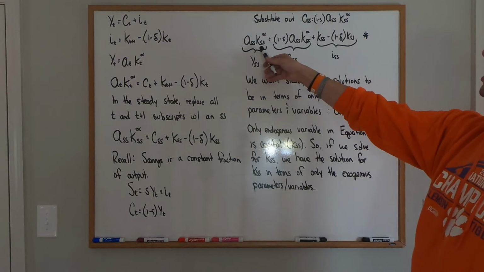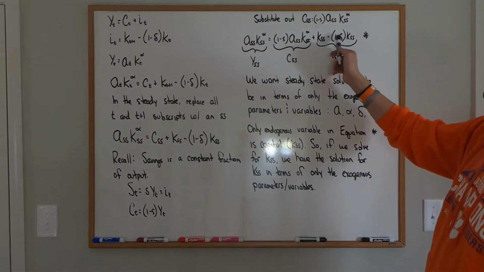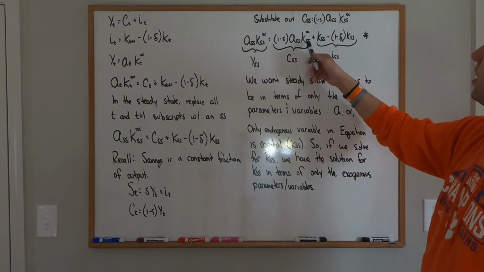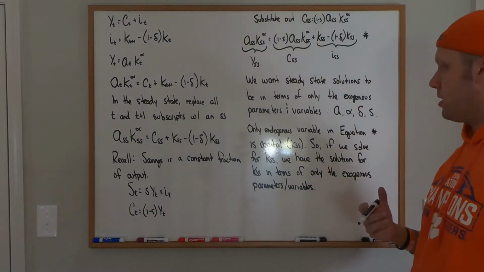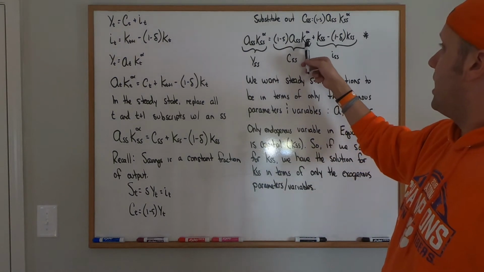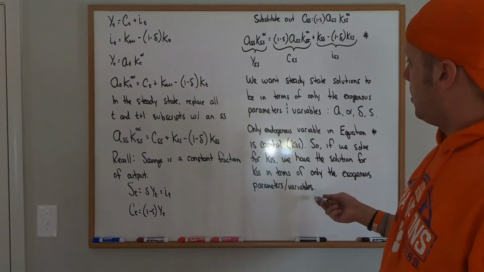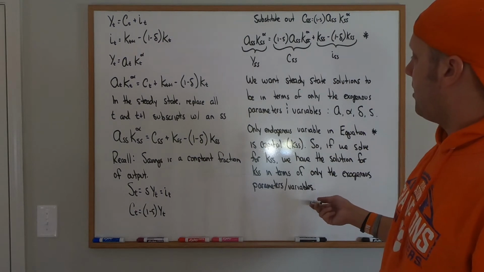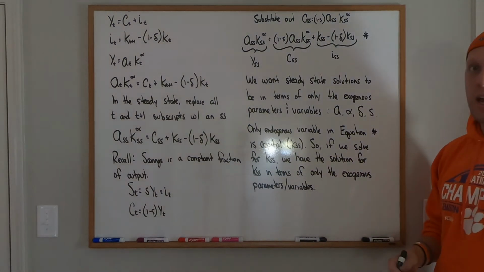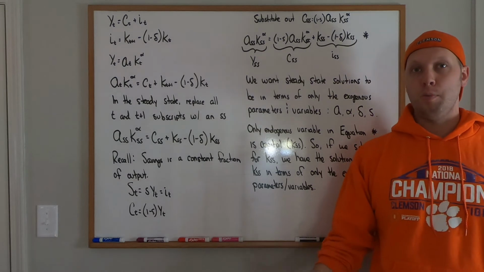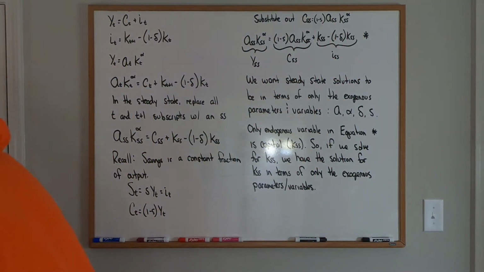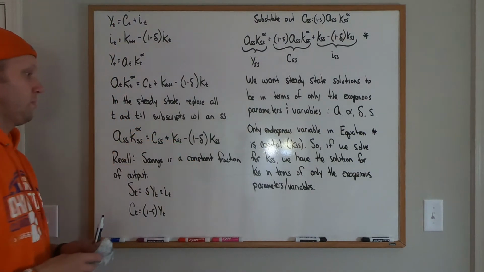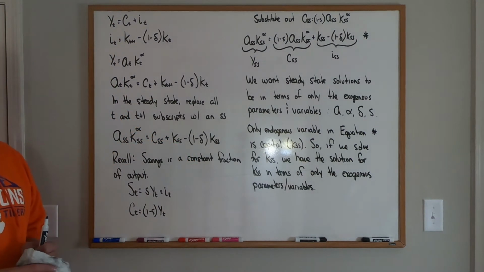Right, because there's no CSS, there's no ISS, there's no YSS. The only endogenous variable that we have in here is capital. So if we can solve for KSS, then boom, we automatically have the solution for steady state capital in the form that we want it to be in. So get a good look at that for a second. I'm only giving you a second because you can always just push pause.